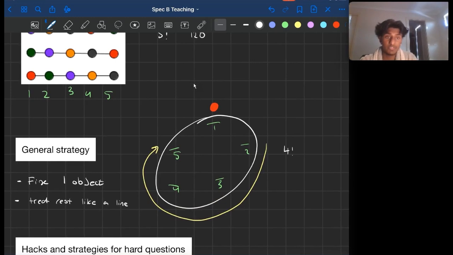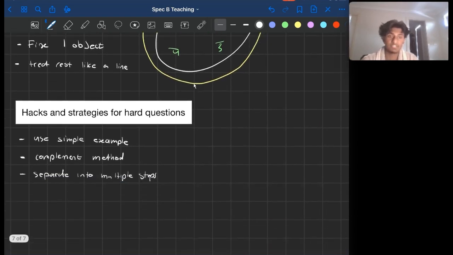It doesn't matter which object, just fix one object and then treat the rest of it like a line. And now here are some hacks and strategies for solving some of our harder questions.